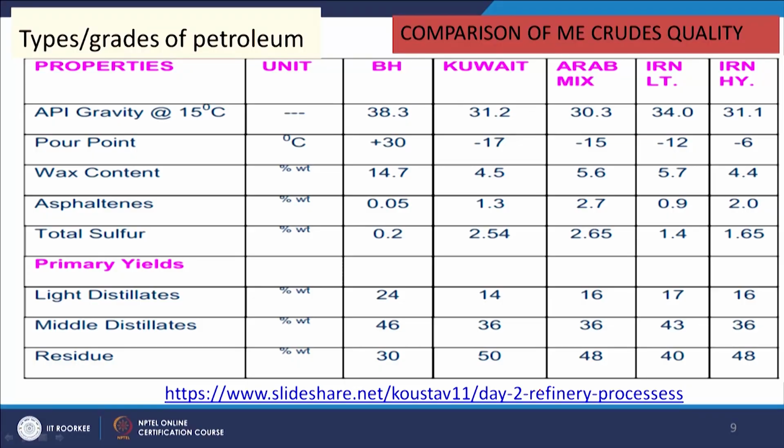So, this slide gives us a comparison of Middle East crude quality, that is Arab Mix, Iran Light, Iran Heavy, Kuwait and Bahrain. These are the properties like gravity, pour point, wax content, asphaltene, total sulfur, and yields: light distillates, middle distillates and residue are given. One thing is clear: the higher the API, the lesser the residue, obviously, because it is lighter, so the residual part will be less.